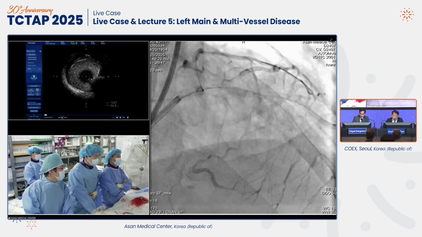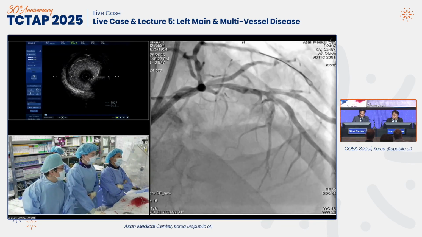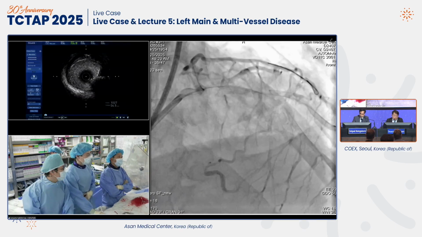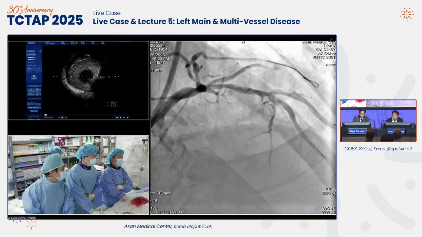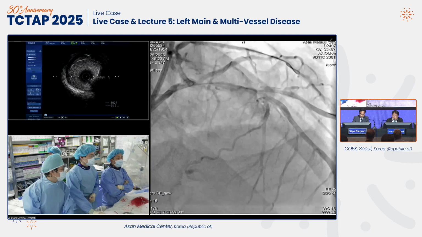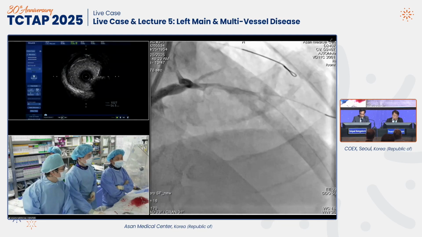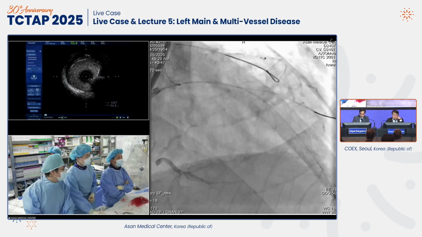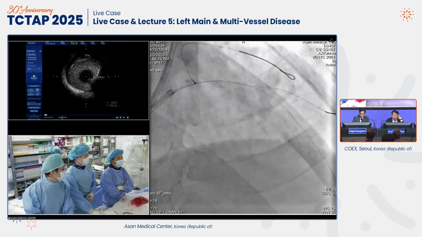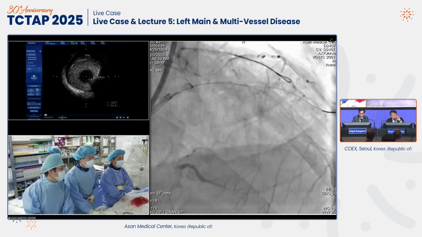Actually, it was 15 minutes ago that I applied the DCB to the diagonal, and there's no change, and TIMI flow is 3. I want to ask the panel: in my opinion, I would cross the diagonal branch and concentrate on the left main with the two-step. Dr. Kang, actually, it's just a suggestion, right?